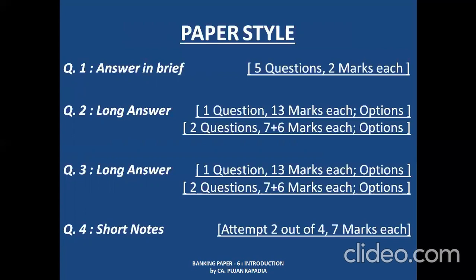You are going to get an option for sure, but it can be a combination of 13 marks and 13 marks, or a combination of 13 marks and short questions of 7 marks or 6 marks. The third question is a long question, in which again you can have a 13 marks question with an option, or 2 questions of 7 marks and 6 marks with an option. The last question is question number 4, which is going to be a short note. They'll ask you 4 questions, of which you are supposed to attempt any 2. Each question will bear 7 marks.